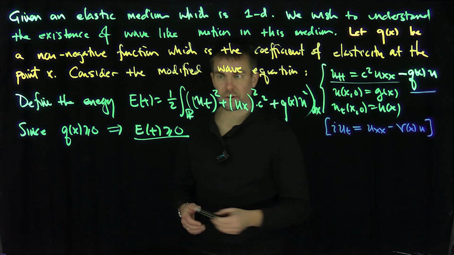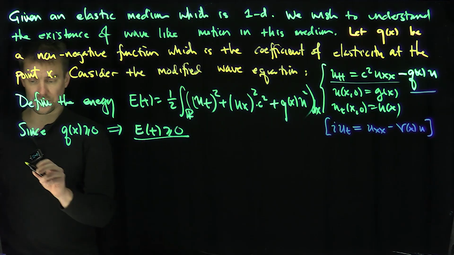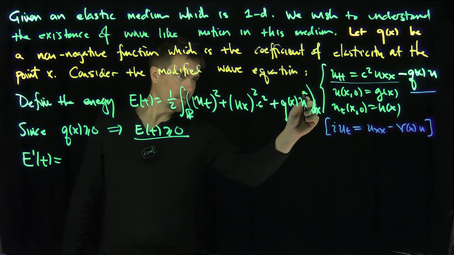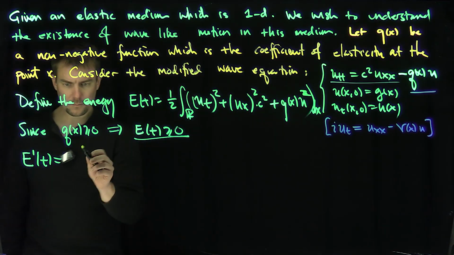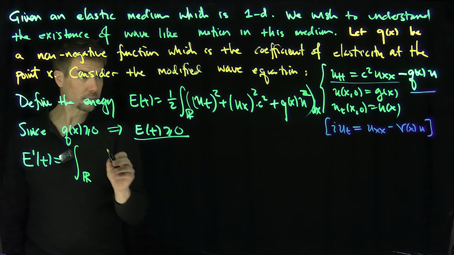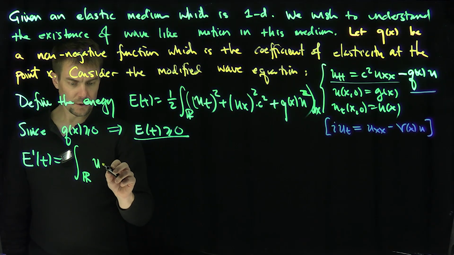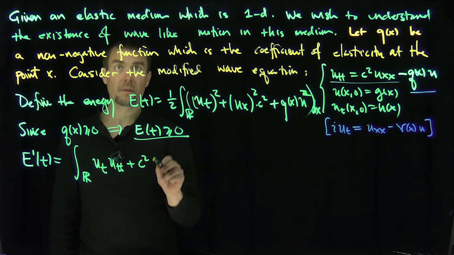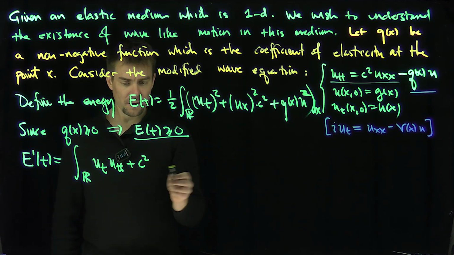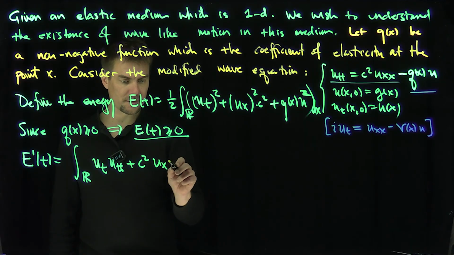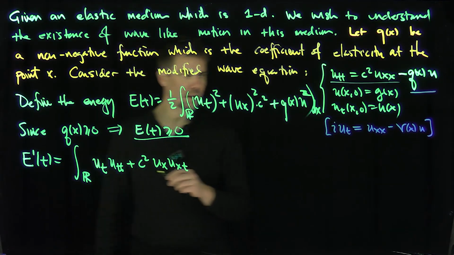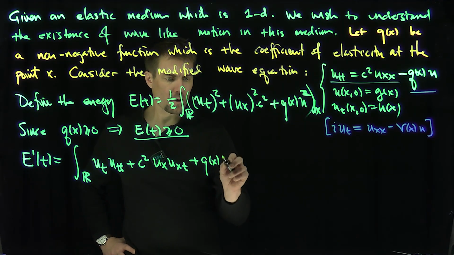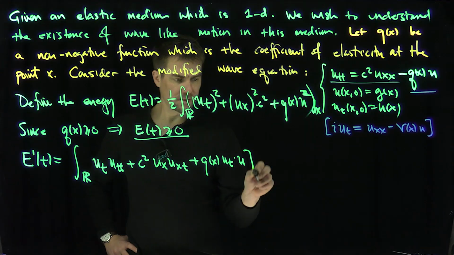And so now to prove there's a conservation of energy, let's formally differentiate E, right? So E prime of t over here, the 2 is going to come down and kill that 1/2, and the integral over R of ut utt, then a c squared ux uxt, and then I'm going to have a plus q of x u ut times u dx.